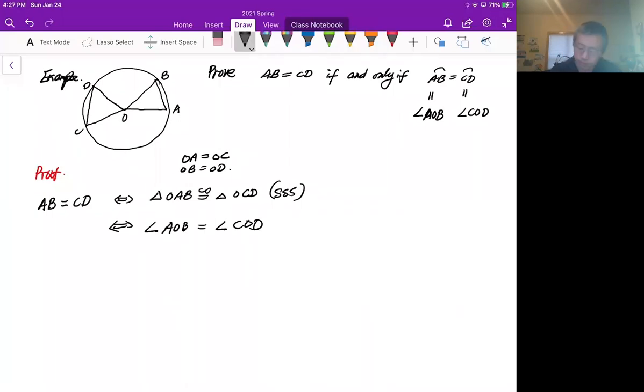Again, it's an if and only if condition, right? So maybe I shouldn't write it that way. Maybe write it in a different way here. So this side is SSS, and this side is actually SAS, right? Because you have the two pairs of radii to be the same, and then the included angle to be the same. So it's SAS, right? Anyway, so that's from last time.